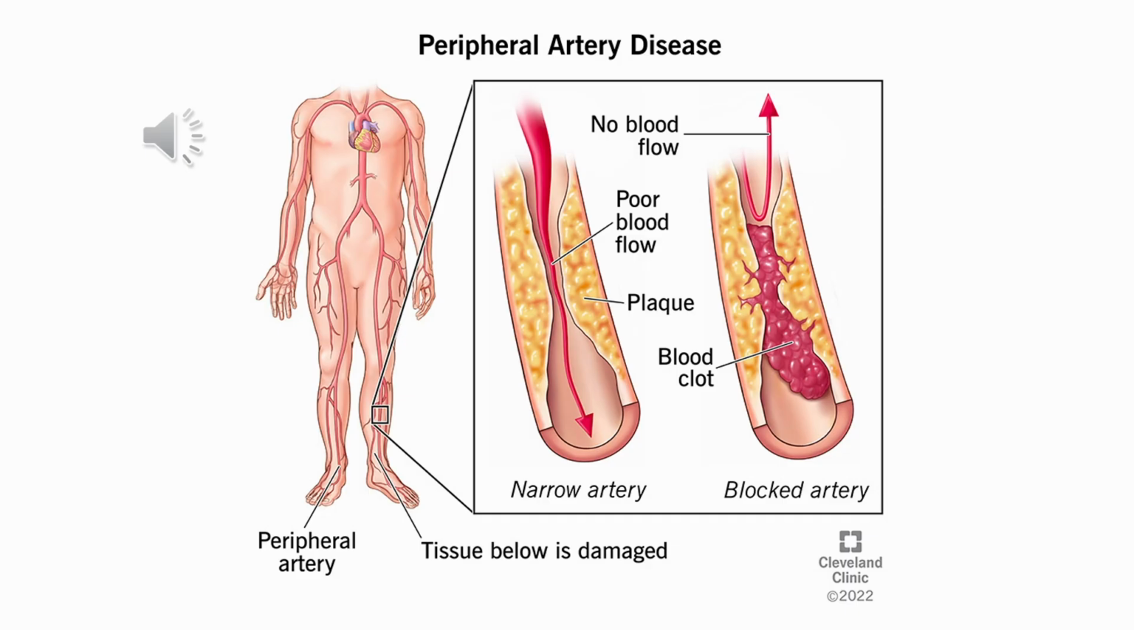This lack of oxygen and nutrients leads to tissue damage in areas below the blockage. The consequences of PAD can range from intermittent claudication, which is pain during activity, to critical limb ischemia, where tissues are at risk of necrosis. Early identification and treatment are very important to prevent severe complications such as amputation of a limb. So keep this picture in your mind as we discuss the different symptoms and the risk factors, as well as the nursing care that's associated with PAD.